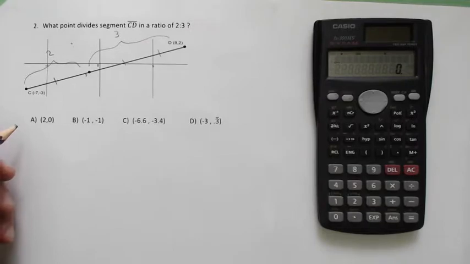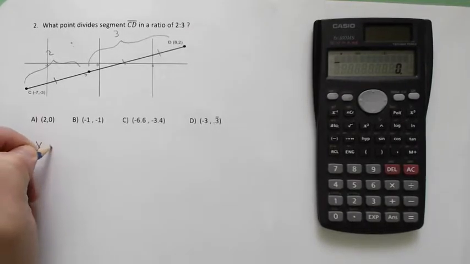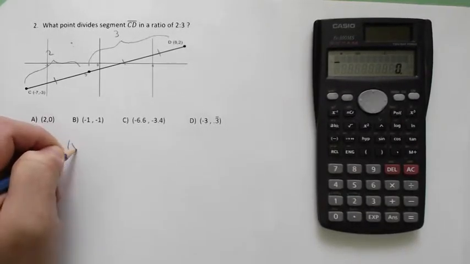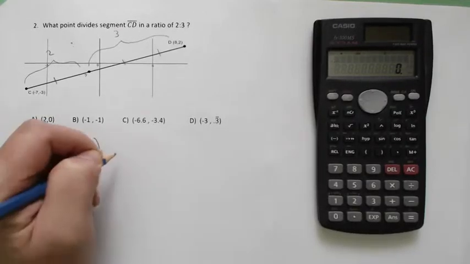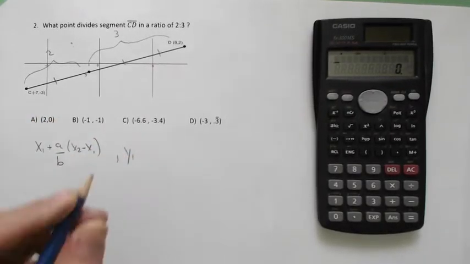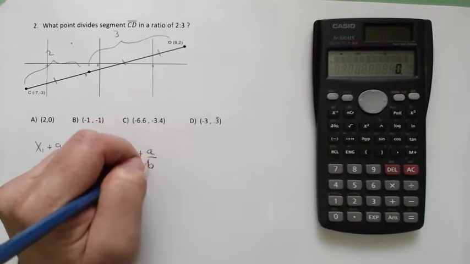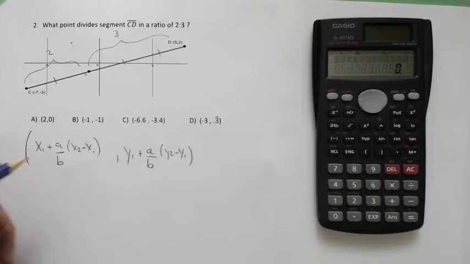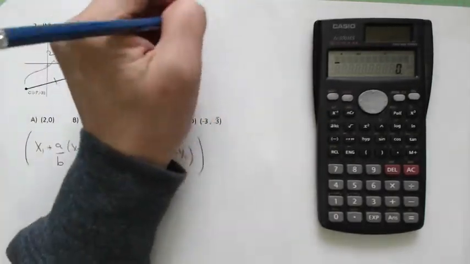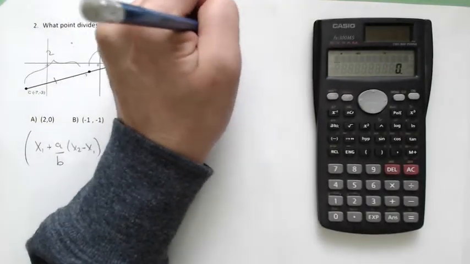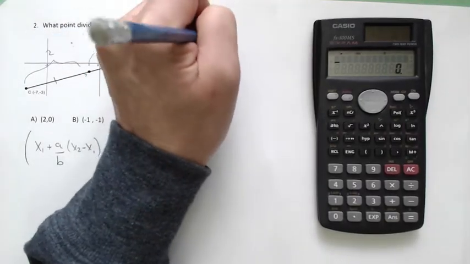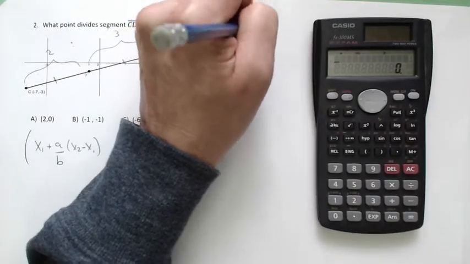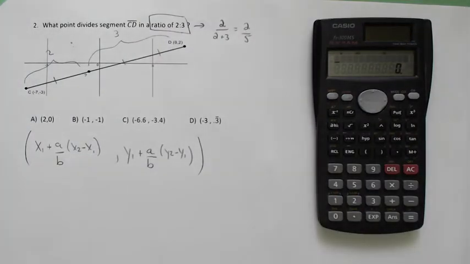So I'll start off with that formula. x1 plus a over b times x2 minus x1, and then we'll do the same thing for the y1 plus a over b times y2 minus y1. Really straightforward. That gives me my ordered pair, but before I do it, I need the fraction. Now, I don't have a fraction, I've got a ratio. So to change that ratio into a fraction, it's going to be 2 over 2 plus 3, which is 2 over 5. So there's my fraction.